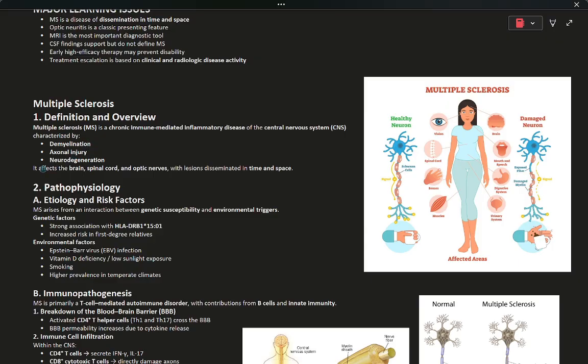So it ends up affecting the brain, the spinal cord, and the optic nerves, with the lesions disseminated in time and space. And this is really the clinical characteristic. The lesions disseminated in time and space.